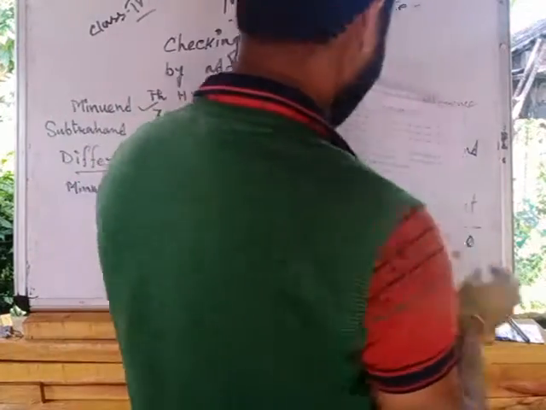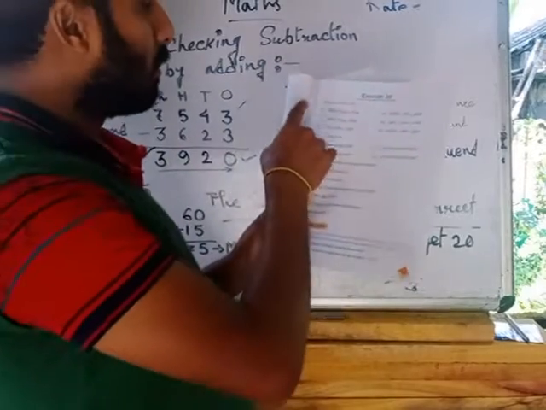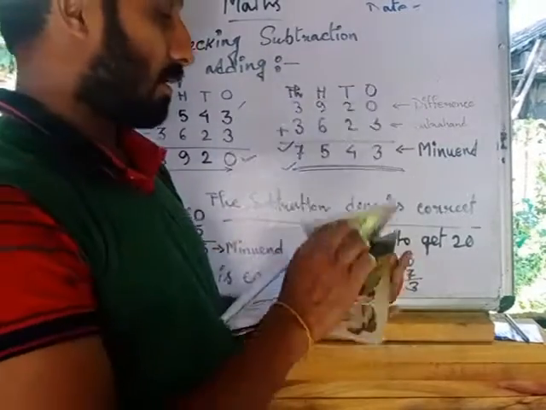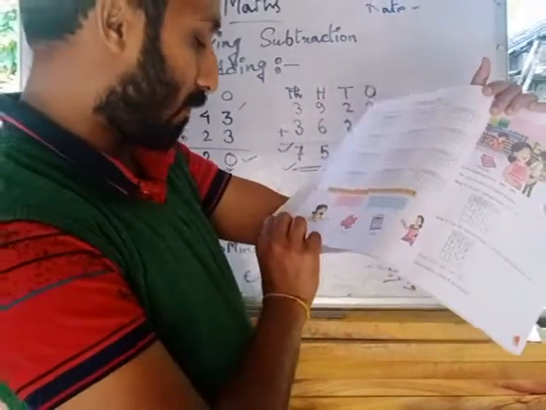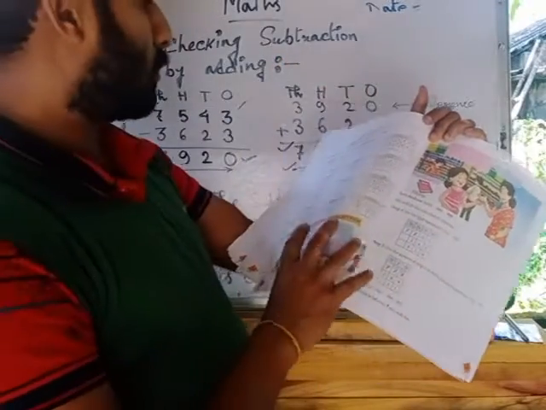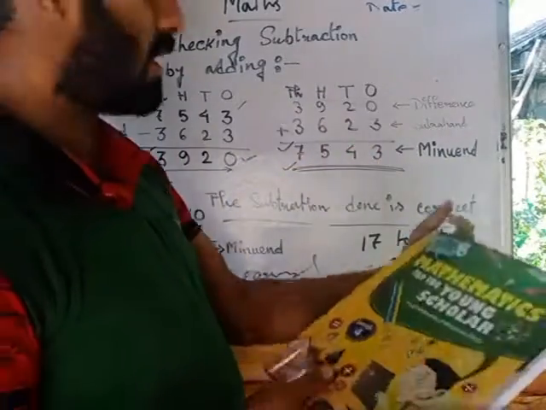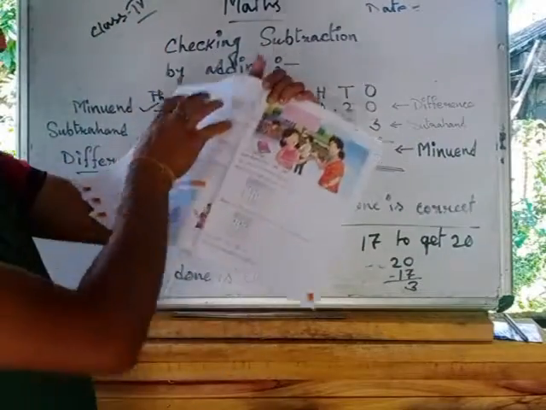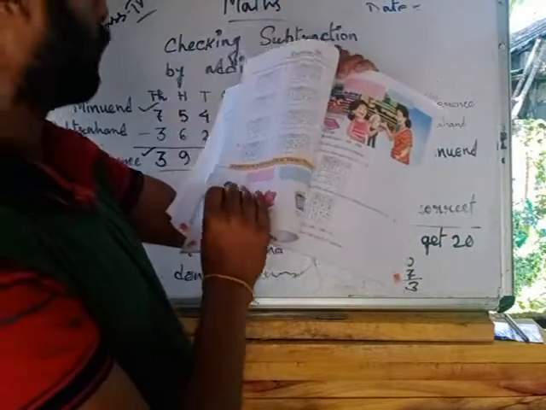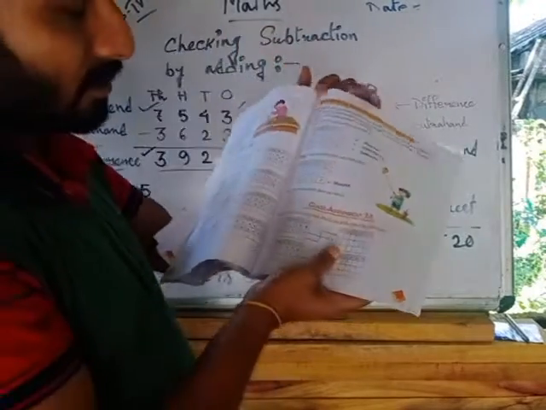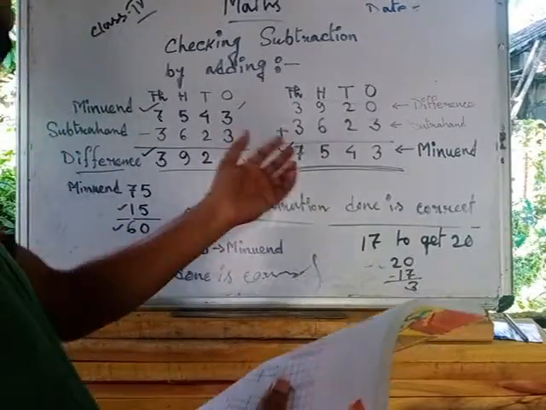So these are your homework also. From page number 59 you should do homework 1, 2, 3, and from page number 55 and 56 you should subtract at first. After that you should check the subtraction by adding. These are your homework 1 to 12, and here are 1 and 2. Just subtract the following and check the difference by addition.